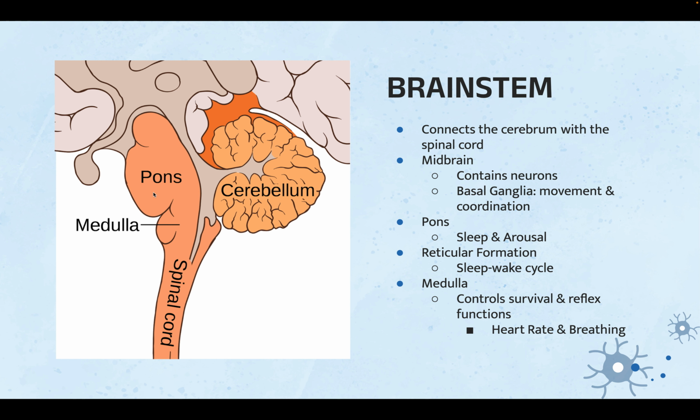The pons here is involved in controlling sleep and arousal. The reticular formation is sleep and wake cycle. That means if either your pons or reticular formation get damaged, you can fall into a coma. The medulla controls survival and reflex functions, heart rate and breathing. It's incredibly important to survival. It's also where the brain meets the spinal cord.